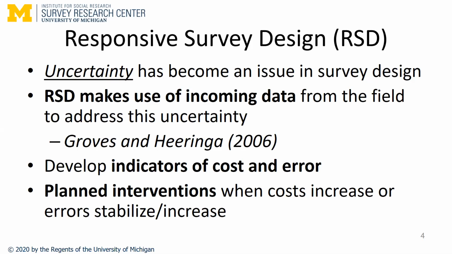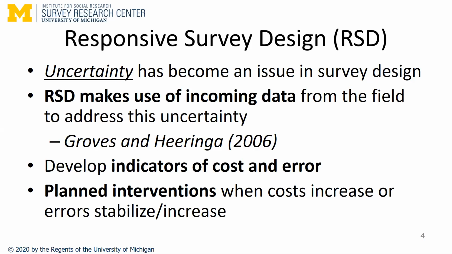So responsive survey design is a response in part to uncertainty, which has become an issue in survey design. For example, if you want to try and predict response rates under competing designs, it's often difficult to do so. And RSD makes use of incoming data from the field to address that uncertainty. As we have more data under the current protocol, we can make better predictions of what's going to happen. Groves and Heeringa detail this responsive design in a paper in 2006, which is listed in the references section of the slides. Now, the idea is that you develop indicators of cost and error.